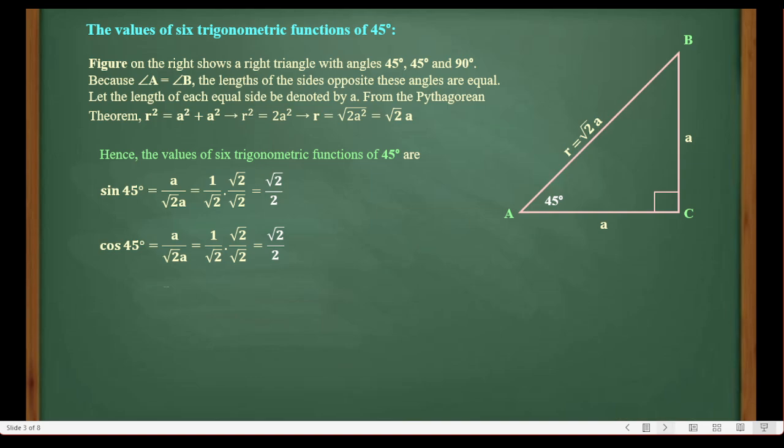Then for tangent, that is opposite leg over adjacent leg, which is equal to 1. Then the cotangent of 45 degrees is simply the reciprocal of tangent of 45 degrees, so that is equal to 1. For secant of 45 degrees, you just reciprocate the value of cosine 45 degrees, so that is equal to square root of 2. And for the cosecant of 45 degrees, that is also square root of 2, which is this time the reciprocal of the value of sine 45 degrees.